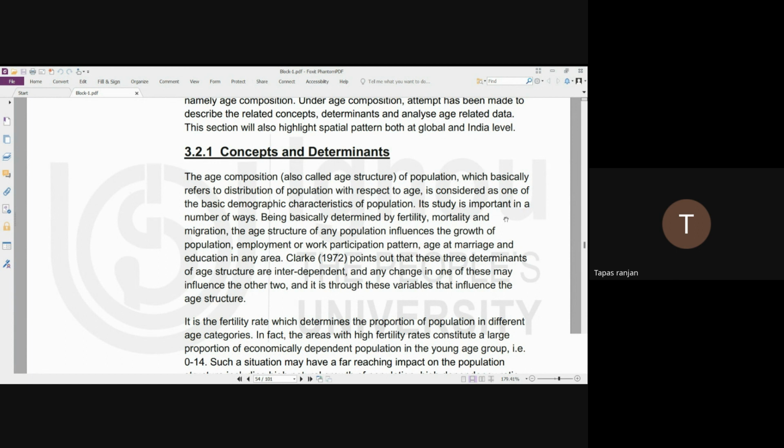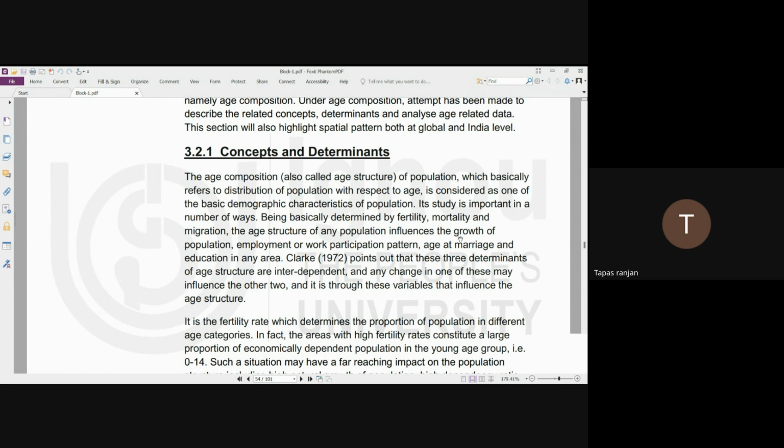So the growth of population as a whole is being determined by these three factors, which are fertility, mortality, and migration. So fertility rate will decide the age composition also. If the fertility rate is very high and the mortality rate is also very high, then the young population will be more, and the old age population will be less. So these are different factors which are actually affecting it.